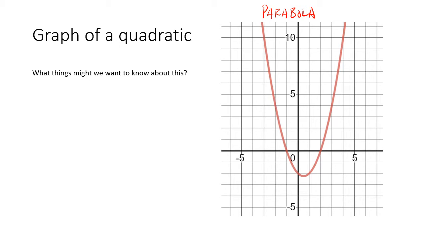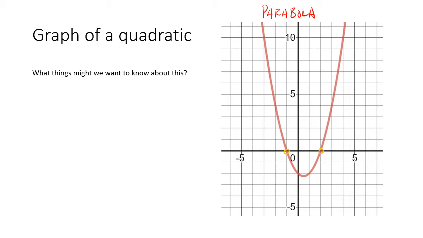And if I ask the question, what things do we want to know about this graph, usually, right away, you say, I want to know where it crosses the x-axis. These are x-intercepts, right? And depending on how much you know, these are also called solutions, or real solutions to this quadratic equation that's represented by this parabola.